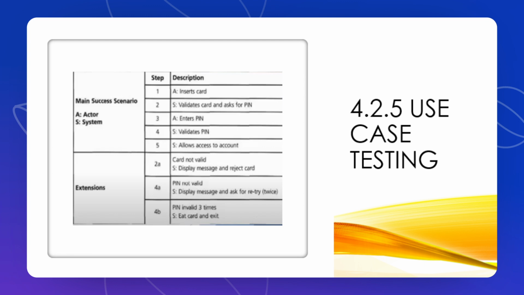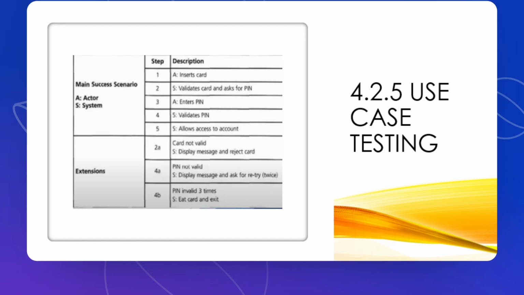When the user, meaning the actor, enters the PIN, the system validates the PIN. If the system is not able to validate that PIN, and the user provides an invalid PIN three times, then the system is obliged to eat the card and will go to exit state and display a message. If everything is okay, then the transaction is successful and the user can withdraw the amount. So this is the ATM use case scenario.